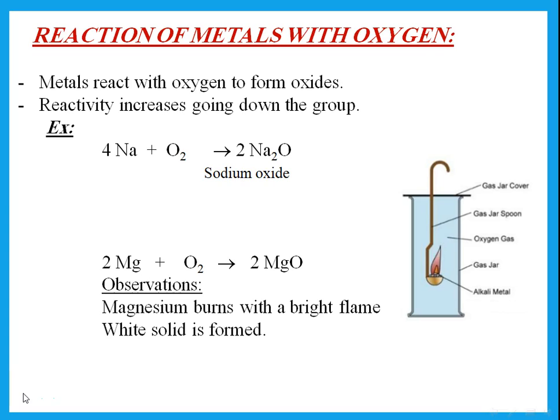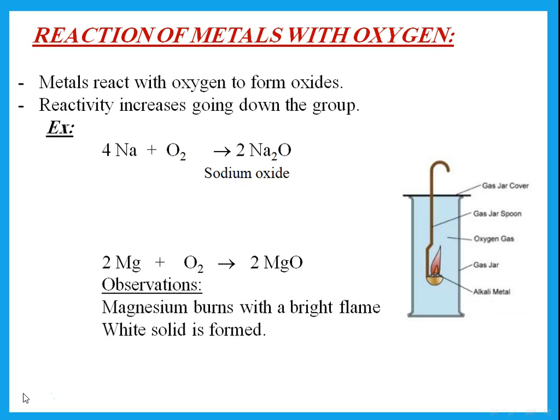Okay, then we talk about the different reactions of metals. This is what we mean by chemical properties of metals. So first of all, reaction of metals with oxygen. If I have a gas jar like the one in the diagram, and a gas jar spoon, and I put the metal in the spoon, lower it into the gas jar, light it, and allow it to burn in oxygen, any metal will react with oxygen to form its oxide.